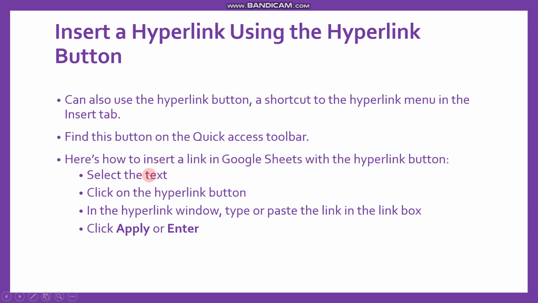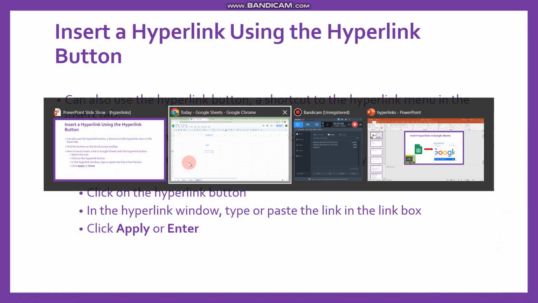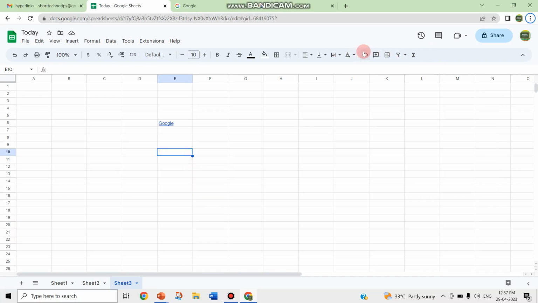You can select the text, click on the hyperlink button. In the hyperlink window, you can type or paste the link in the link box. Then you can click apply or enter. This is a shortcut to the hyperlink menu in the insert button. So this is the hyperlink button.